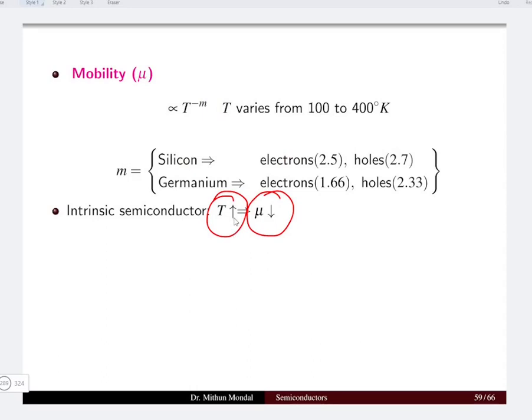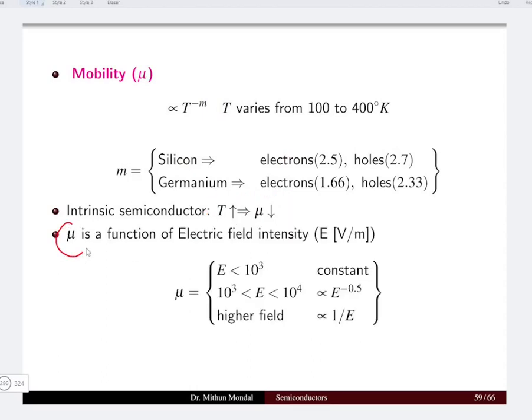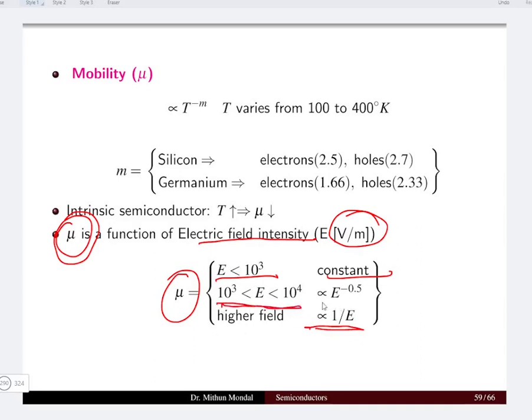So mobility is inversely proportional to temperature, and mobility is also a function of electric field intensity, whose unit is volt per meter. Below 10 to the power 3 volt per meter, the mobility is constant, and at a very high range it is inversely proportional, and in the range of 10 to the power 3 to 10 to the power 4 you have E to the power minus 0.5. This minus 0.5 comes from the minus m. So depending upon what voltage you are applying and what electric field intensity you have, the mobility will vary. However, when the temperature increases, the mobility decreases.